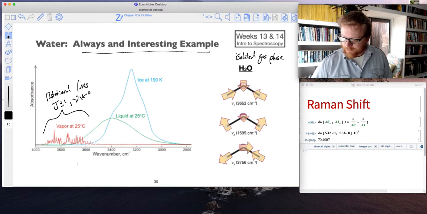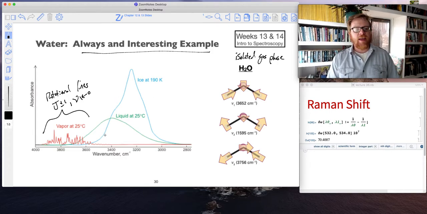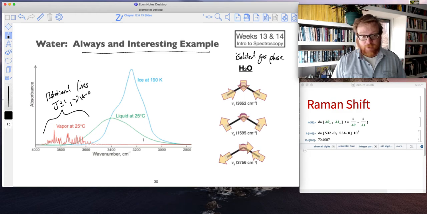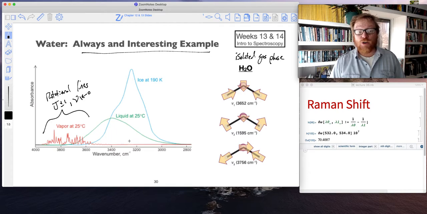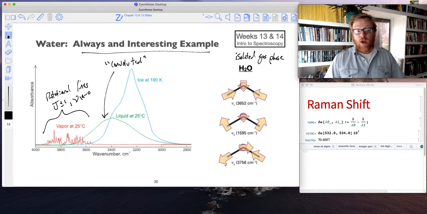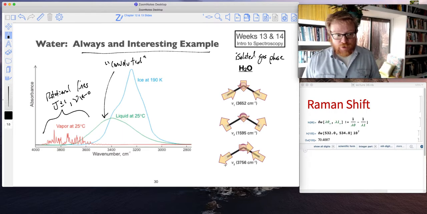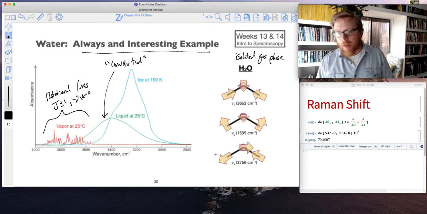Okay. So now if we look at liquid water, it looks like we've just got one big continuous peak here, but in fact there are two underlying peaks. Okay, so I'll point to this liquid and we'll say it's convoluted. So in other words, the symmetric and asymmetric stretch are occurring at very similar energies, and they're right on top of each other, right?